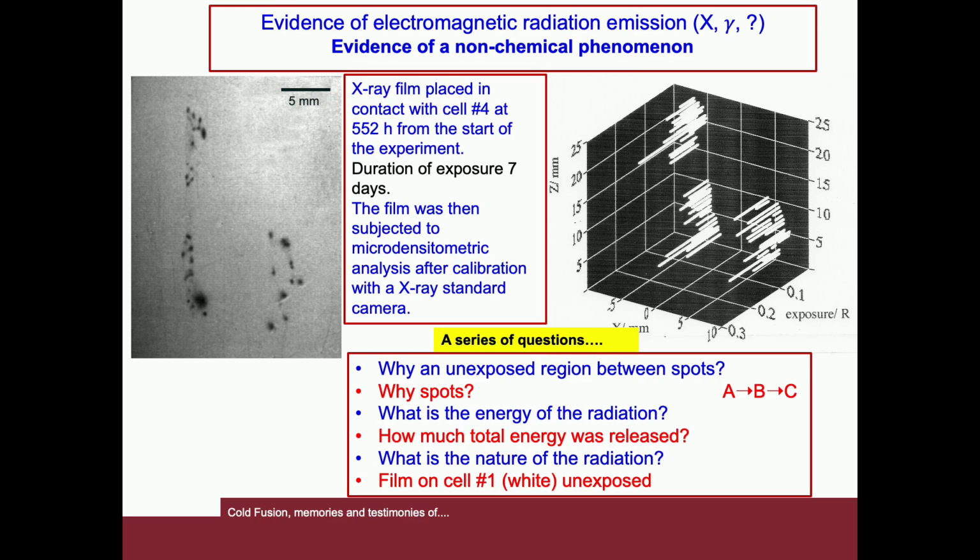Now, there are a number of questions that need to be answered. Why an exposed region between spots? Why spots? This will be treated after in the slide A, B, and C. What is the energy of the radiation? How much total energy was released? What is the nature of the radiation? And finally, it should be remembered that the same type of film that wrapped the white cell was not exposed.